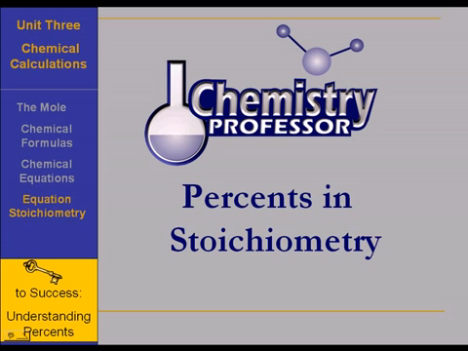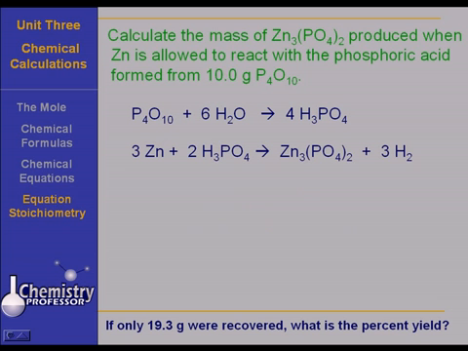The key to success in working with percents in stoichiometry is understanding the concept of percents. In this problem, we have a system of equations. We have two equations. In the first one, we take P4O10 and we produce phosphoric acid. In the second one, we take zinc and allow it to react with that phosphoric acid, producing zinc phosphate and hydrogen gas.